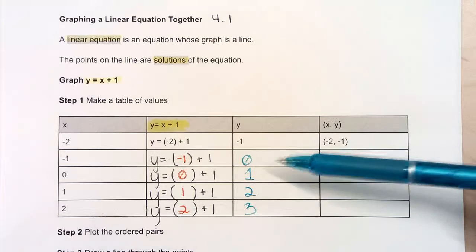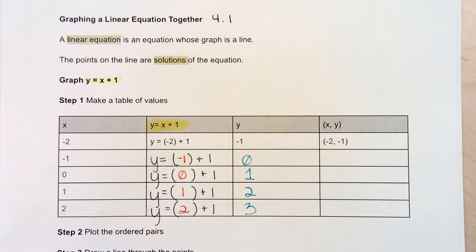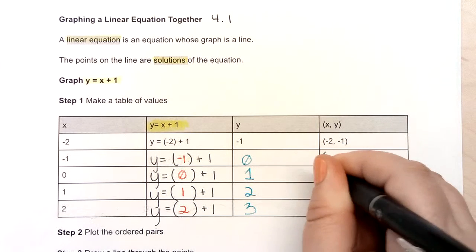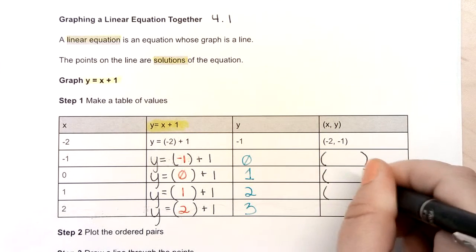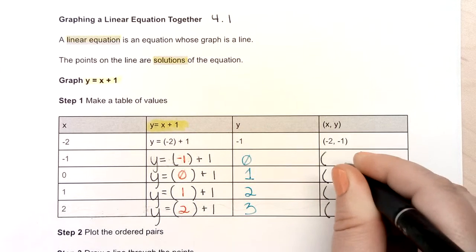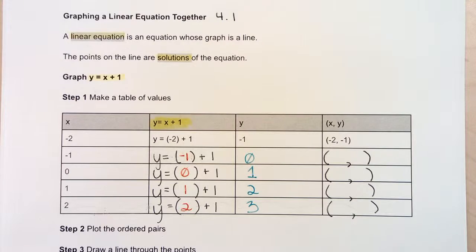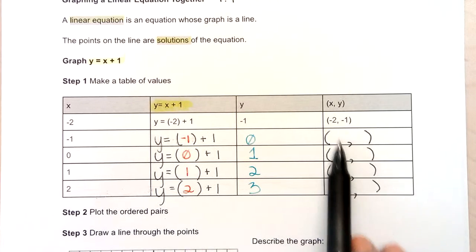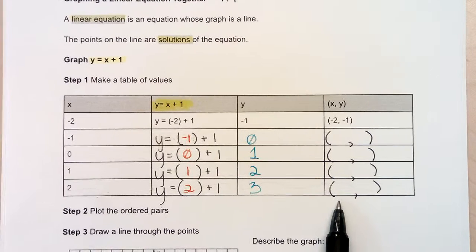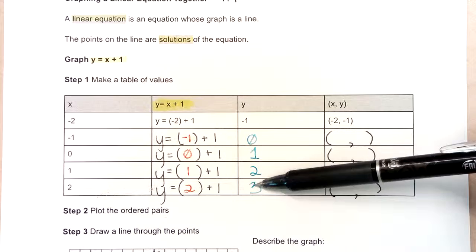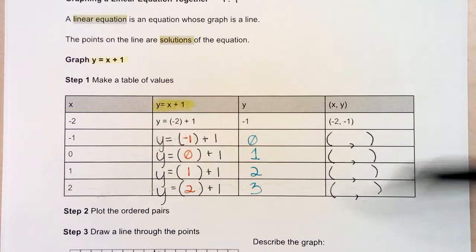I see a pattern, 0, 1, 2, 3. And now we are going to write these as ordered pairs. I'm still going to color code so that you know which is which. So I'm just going to draw my parentheses with my commas so I can show you where my x and y's go. So notice it goes x, y always, okay? So whatever you plug in should be your first coordinate. It's your x coordinate. And the solution that you got when you solved for y will be the second coordinate.